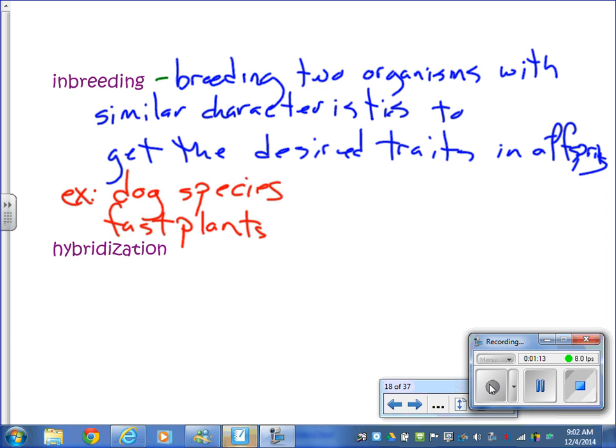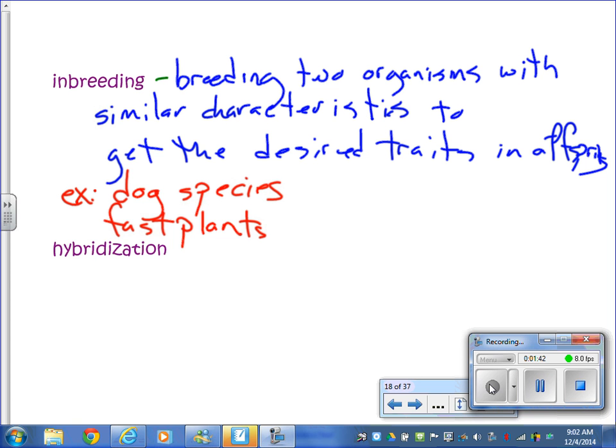So dogs, and we'll watch the dog video probably tomorrow as we switch into talking about natural selection, which is a little bit similar. But in dog species, you can breed things like German Shepherd dogs, or Dobermans, or hunting dogs, border collies, dogs that are bred for very specific purposes. And humans have been inbreeding dogs for thousands of years, right? To get dogs to do what we want them to do.